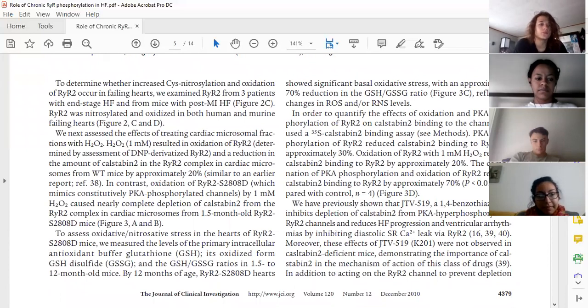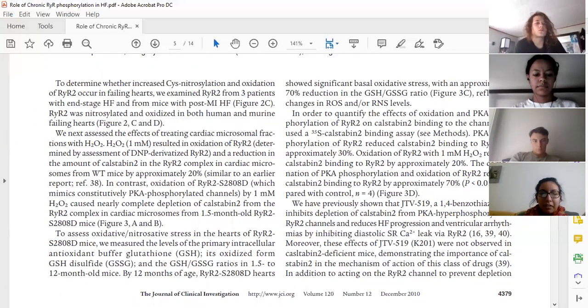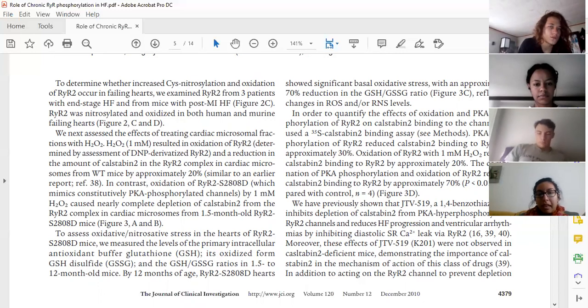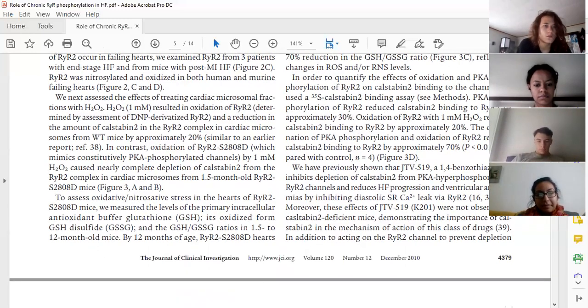To determine whether increased cis-nitrosylation and oxidation of ryanodine occur in failing hearts, we examined ryanodine from 3 patients with end-stage heart failure and from mice with post-MI heart failure. Ryanodine was nitrosylated and oxidated in both human and murine failing hearts. Okay, so that lines up with their experimental evidence.